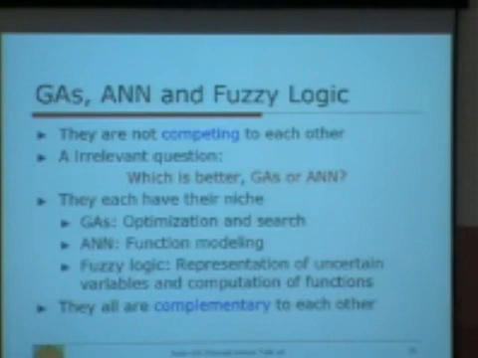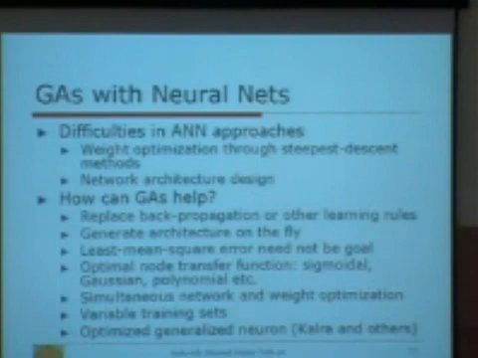So GAs can be used with neural nets in various ways, such as weight optimization or network architecture optimization. There are quite a few other things here which, because of time, I'm not going into, but you can make your neural network training more flexible. Who said that you always have to minimize the least square error? Maybe you are interested in least square error plus three times the sigma of it, the mean plus three times the variation. Then your back propagation rules will all have to be thrown down the drain. So you need to use different kinds of learning rules. So genetic algorithms could be one thing you can use. Again, I'm skipping all that.